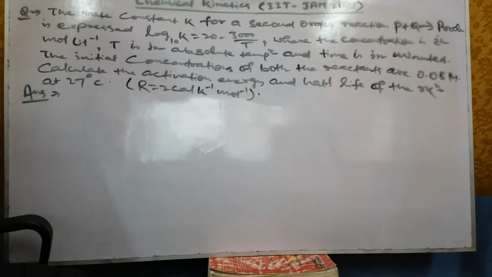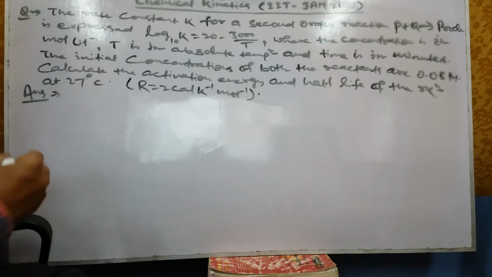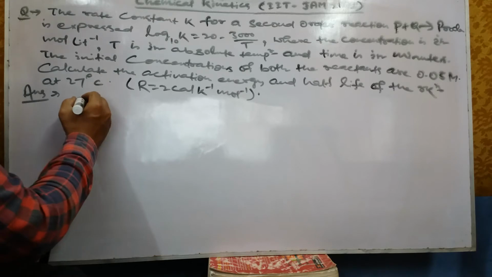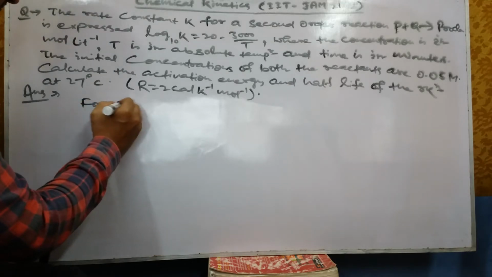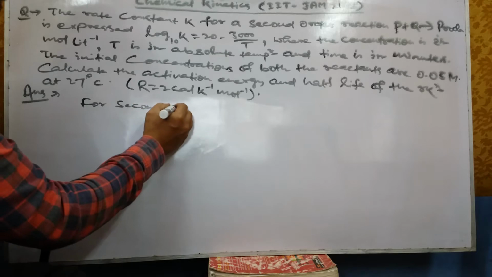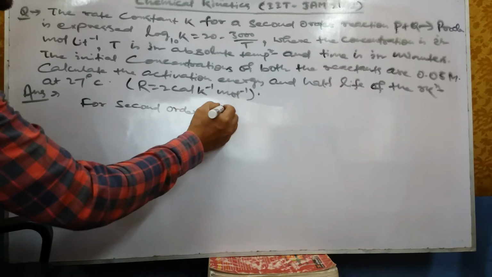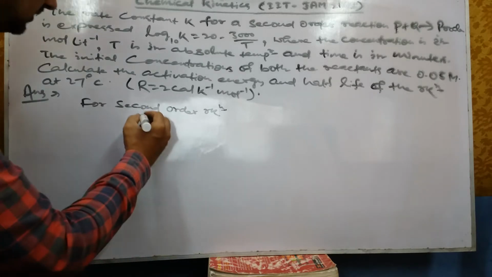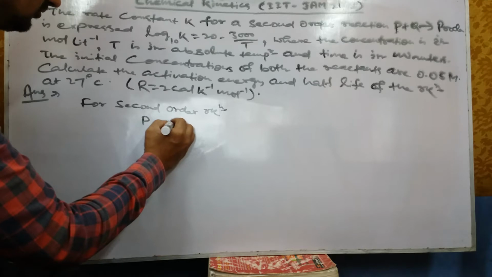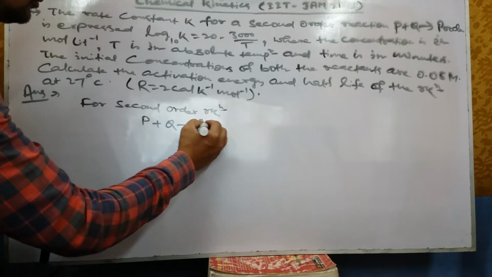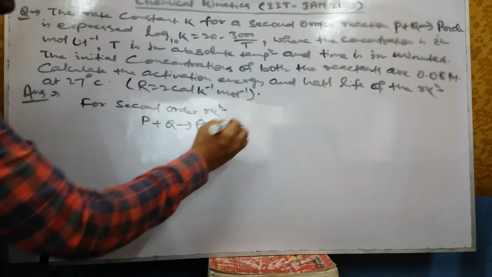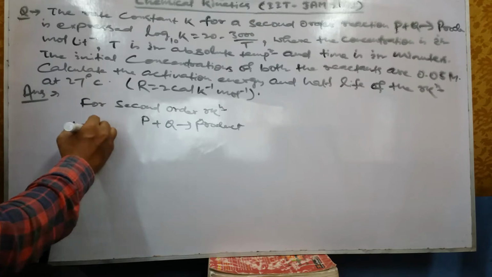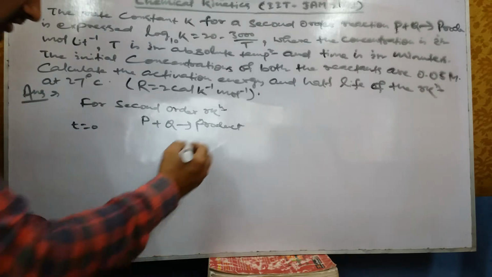First of all, this problem is related to a second order reaction. What is a second order reaction? For a second order reaction, P plus Q will be converted into product. There are two conditions. At initial time, t equal to 0, product will be 0.